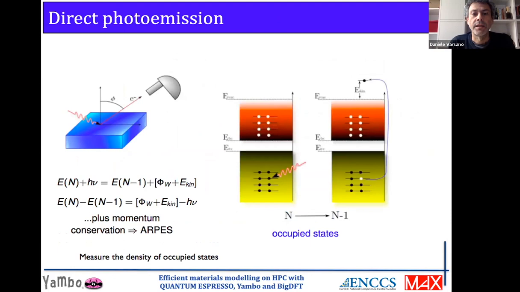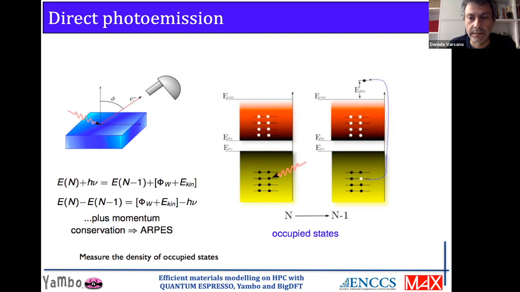So again, with direct photoemission, what's the quantity we measure? Essentially, we know the energy of the incoming photon. We can measure the kinetic energy of the outgoing electron, and from these two quantities, we can determine the initial and final states. The initial state will be our system with n electrons, and in the final state, our system will have n minus one electrons.